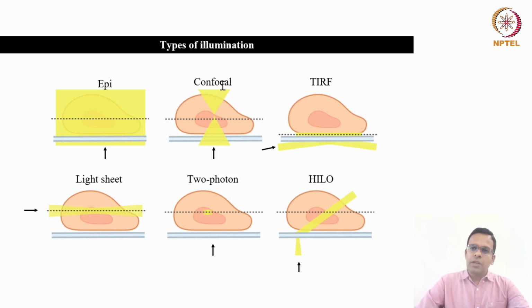In the confocal illumination, confocal microscopy uses laser-based illumination, and because of that, you can focus the light at one particular spot on your sample. So here, if you see in confocal, this cone-shaped area is illuminated, not the entire cell. Then the other type of illumination is the TIRF illumination, that is known as total internal reflection fluorescence.